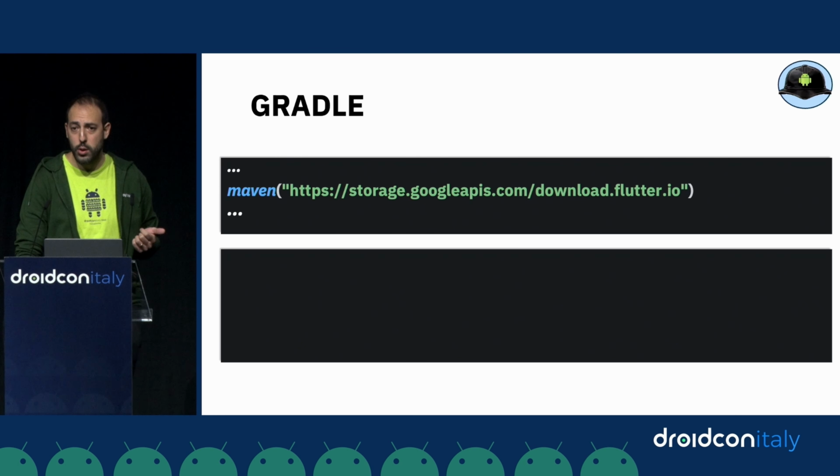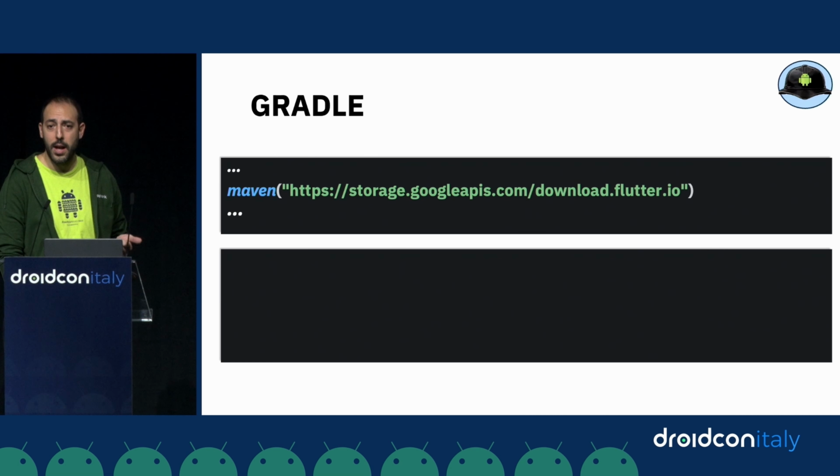So on the native side, the Android native side, we have to use the Gradle part to include it. So how to do that? Download the Flutter framework first through Maven.